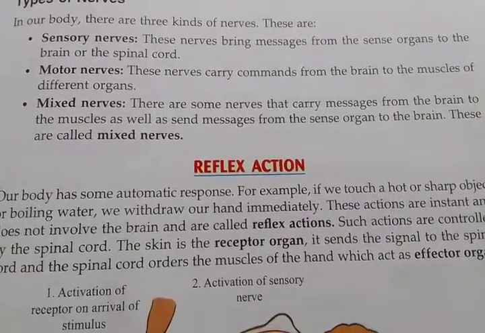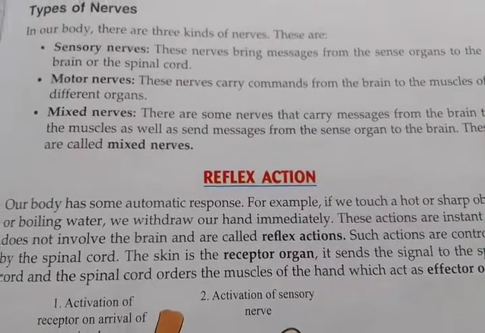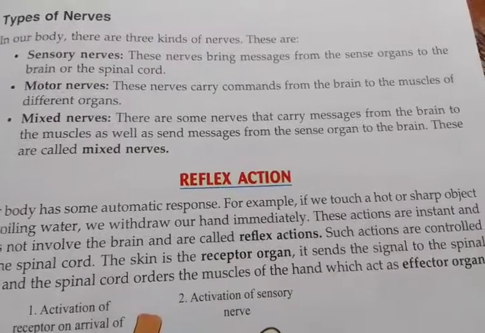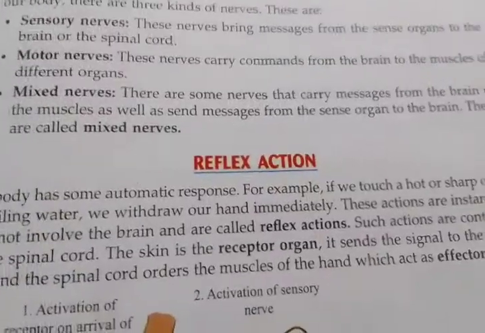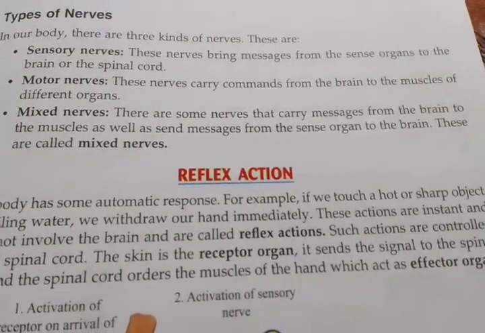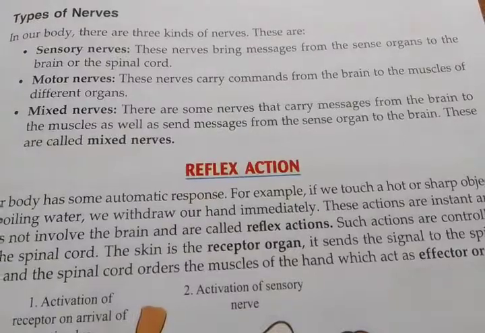Sensory nerves bring messages from the sense organ to the brain or the spinal cord. Motor nerves carry commands from the brain to the muscles of different organs. And mixed nerves are nerves that carry messages from the brain to the muscles, as well as send messages from the sense organ to the brain, so they are called mixed nerves.